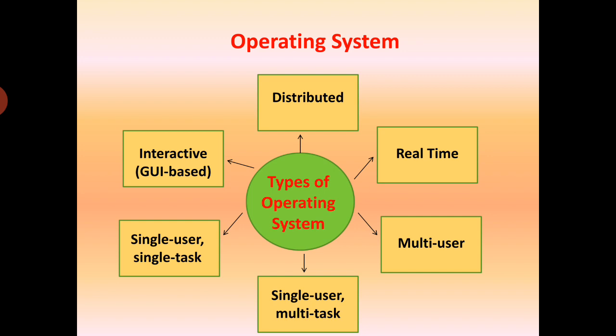Single user multitask operating system. This type of operating system is used on desktop computers and laptops, where a single user can operate several programs at the same time. For example, Windows and Apple Mac operating systems are examples of single user multitask operating systems. Multi-user operating system. A multi-user operating system enables multiple users to work on the same computer at different times or simultaneously.